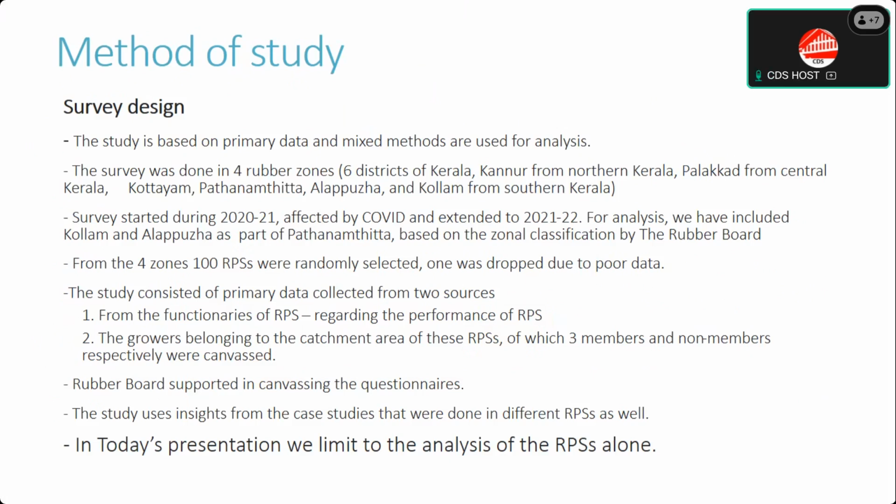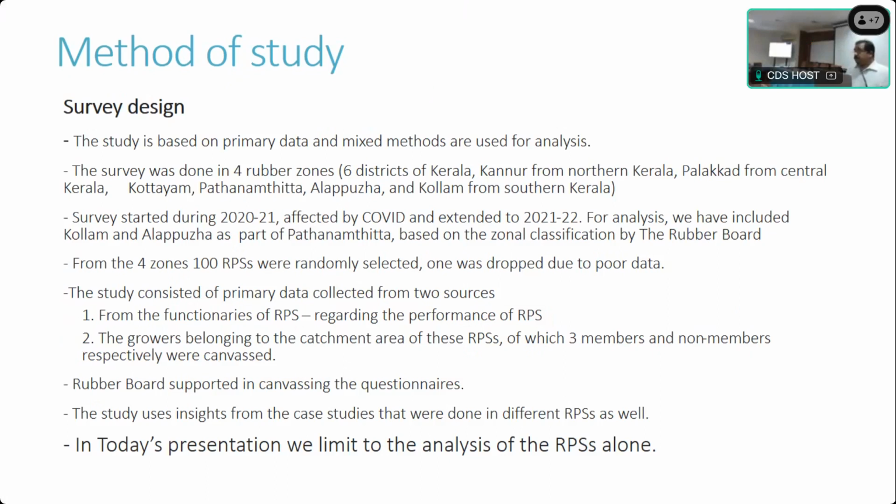The study consisted of primary data collected from two particular groups of people. One is the RPSs themselves, about 99 RPSs. And then we also visited farmers who are members of RPSs and farmers who are not members of RPSs, from the same locality. So it is like you have 3 segments in the same study: the RPSs, then growers who are RPS members, and then growers who are not RPS members. Today we are going to focus the analysis only on the RPSs themselves.